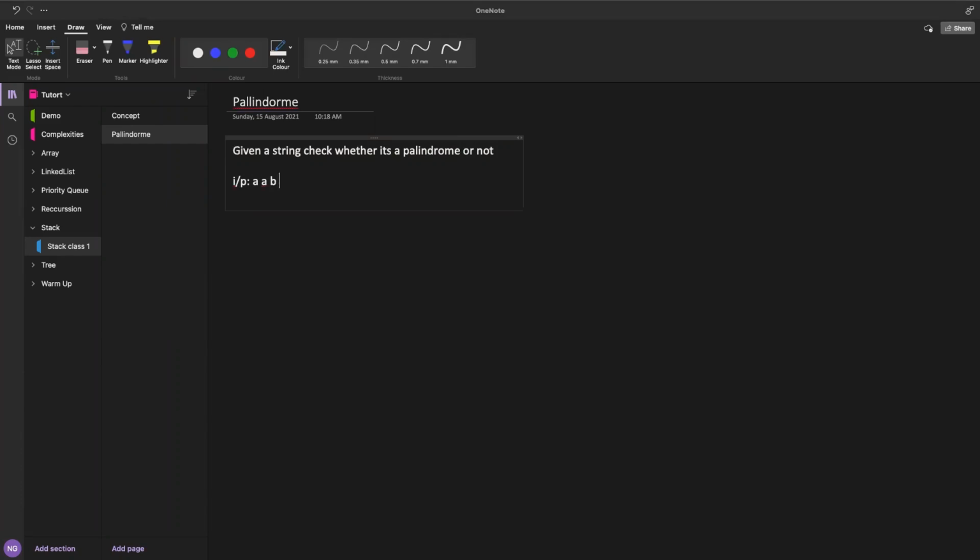For example, A, B, A. This is a palindrome string, so the output should be yes. Similarly, another input could be A, and the output should be yes.